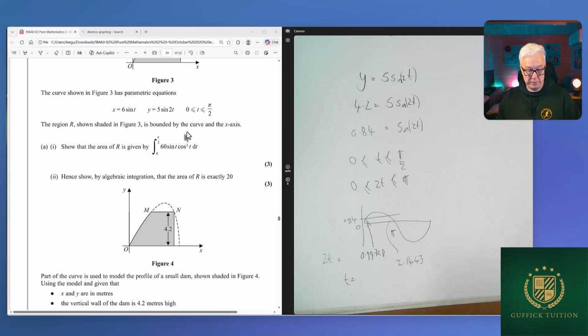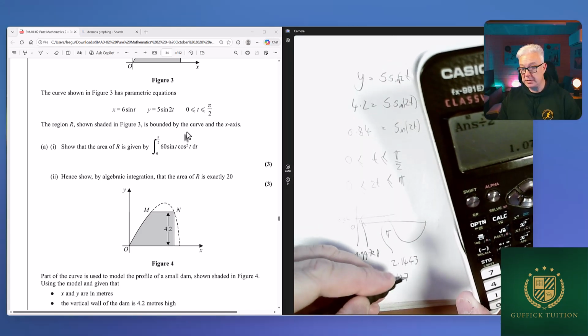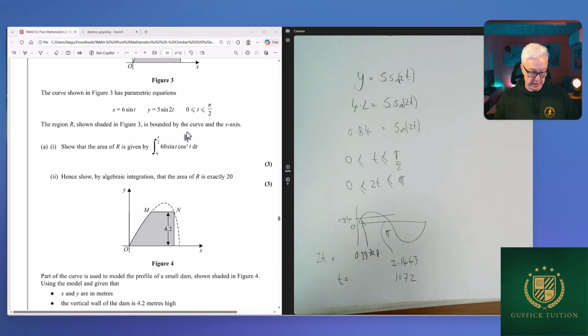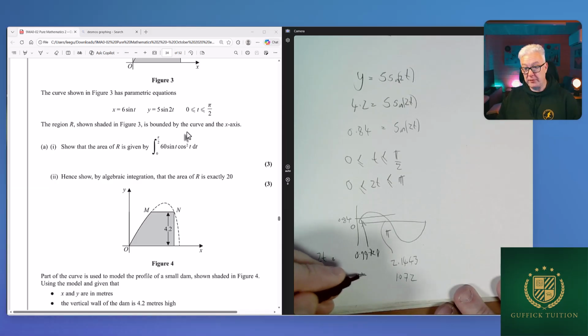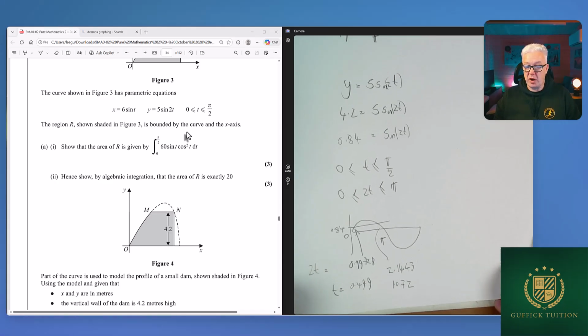If I divide 2.1443 by 2, I get 1.072. And when I divide 0.99728 by 2, I get 0.499. So those are the values of t that correspond to a y value of 4.2.